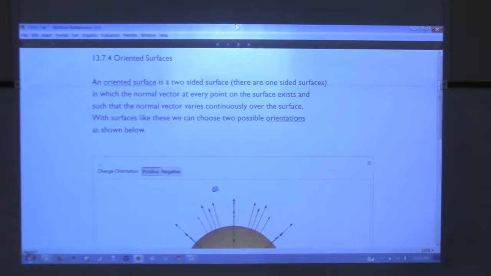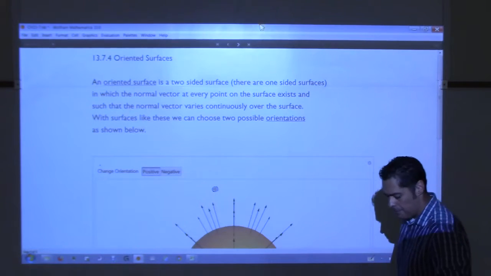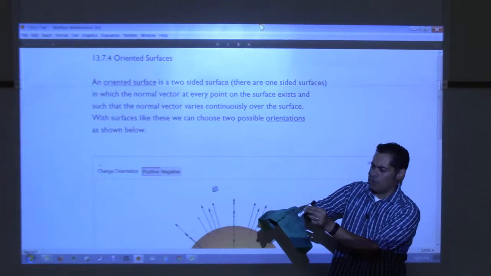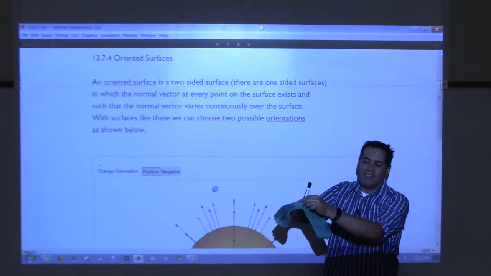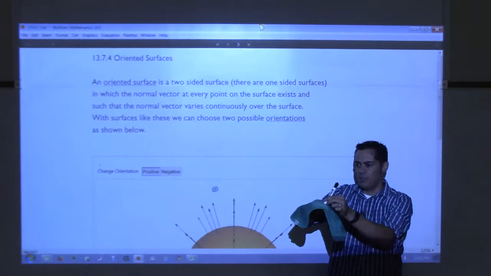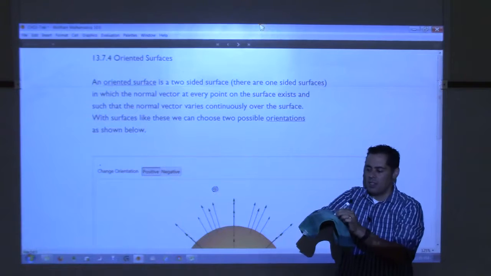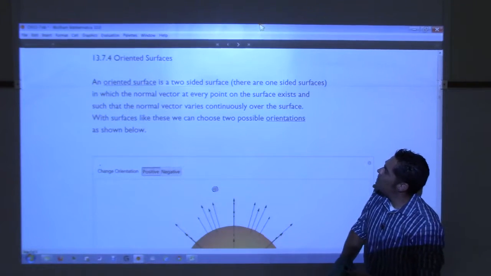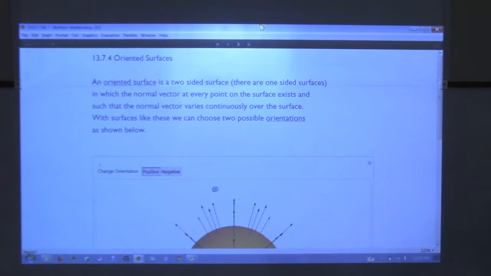and such that the normal vector varies continuously over the surface. So again, my little analogy here. I have a surface, I've got different normal vectors, and as I move around, those normal vectors change, but they change nice and continuously. It doesn't do this and all of a sudden the normal vector flips over and it's the other way. So it's a nice continuous changing of the normal vector. So if you have that, you have what's called an oriented surface.